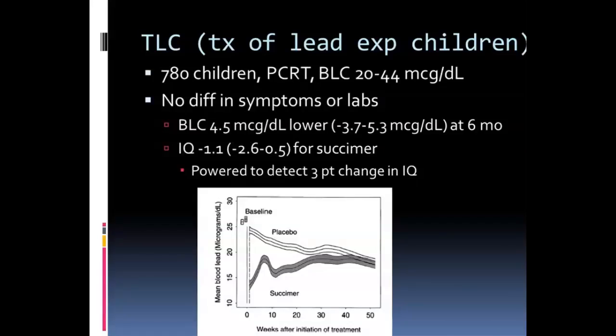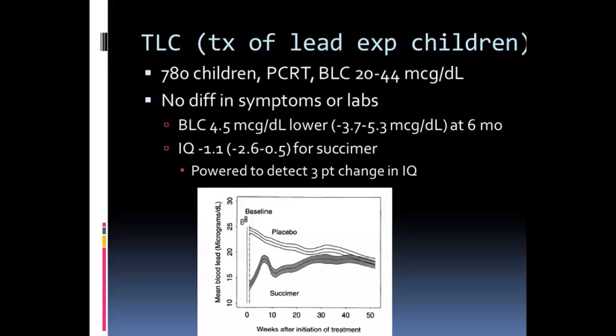If you look at the bottom of the screen, the children who got placebo had a slow decrease in their lead concentration. The people who got Suxima or DMSA had a rapid decrease in their blood concentration that went back up, and then they got treated again and went down, and they came back up. But at the end of a year, their lead concentrations were essentially identical. They were just slightly lower in the treated group, but not statistically significantly so. So long term, there was no difference in lead concentrations.